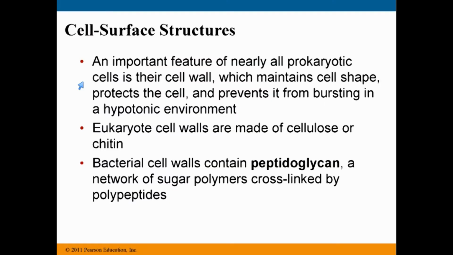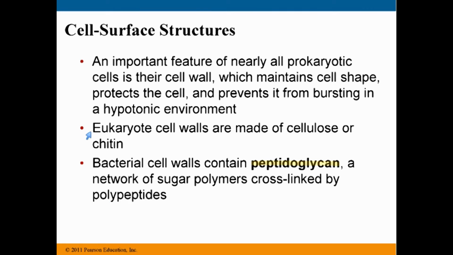We know that all cells have plasma membranes, but prokaryotic cells have cell walls on the outside, and these cell walls contain peptidoglycans. We talked about this in lab. So this is sugar molecules that are cross-linked by polypeptides. So we've got sugar molecules that are cross-linked with proteins that make up this. Peptido refers to the protein, the glycans referring to the sugar.